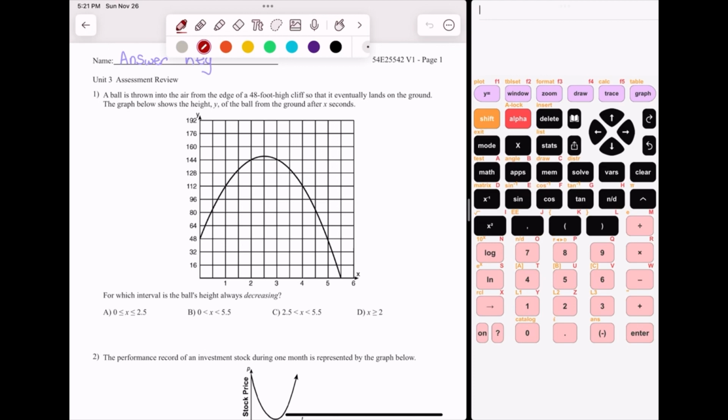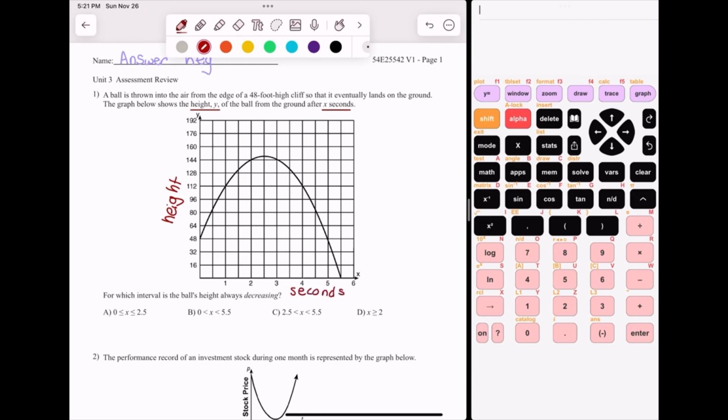A ball is thrown into the air from the edge of a 48-foot high cliff so that it eventually lands on the ground. The graph below shows the height y of the ball from the ground after x seconds. So basically the ball is going to get thrown up, it's going to reach the highest point, and then it's going to come back to the ground. So it's saying that height is y. So this is our height over here. And then it's saying x seconds, x-axis over here, seconds.